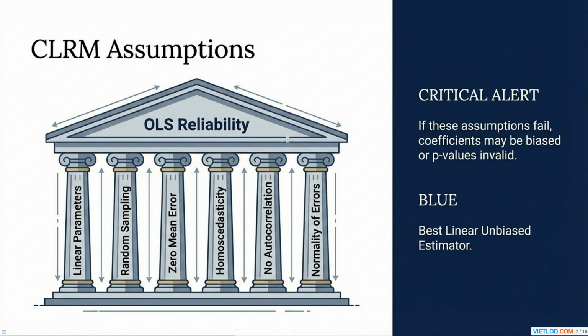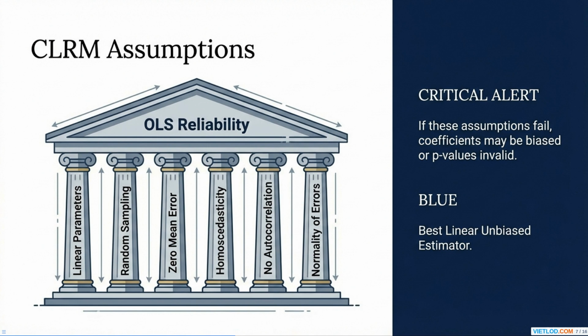It's critical to understand that if any of these assumptions fail, the consequences can be severe. Our estimated coefficients might be biased, systematically misrepresenting the true relationships, or our p-values could become invalid, leading us to draw incorrect conclusions about statistical significance. For instance, a violation of homoscedasticity, or heteroscedasticity, means our standard errors are wrong, even if coefficients are unbiased.